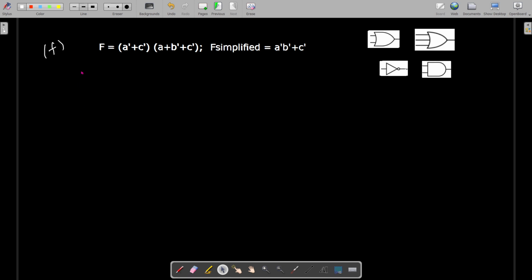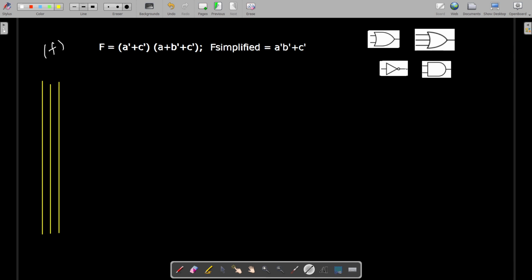So now we are going to draw the logic diagram for this f problem. That is, the function is given as A dash plus C dash ANDed with A plus B dash plus C dash. This is the original, and the simplified is A dash B dash plus C dash. Okay, so here how many literals we have? 3 literals. So we need to draw 3 input lines. So this is for A, then for B, then another line for this C, and we name them as A, B, C literals.